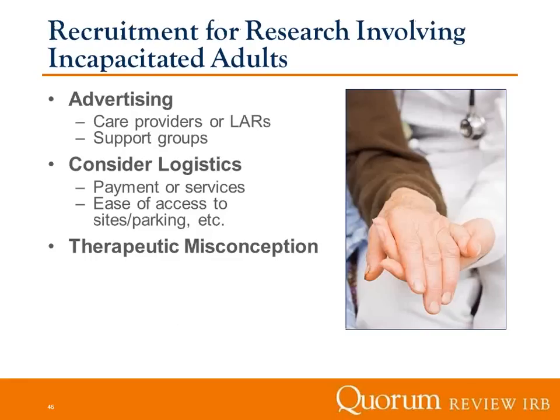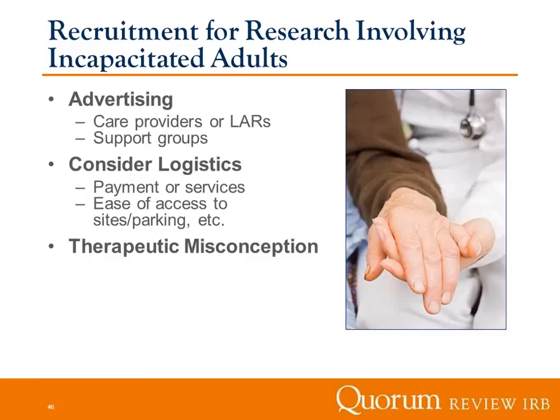When we're talking about recruitment, a lot of the same issues that come up with children are an issue when you're looking at research with incapacitated adults. When you're advertising, you might be ultimately reaching a care provider but not the legally authorized representative. So that's something to try to identify early on in the process when talking with a person. Because you may have a care provider that's very excited and interested, but the person who makes the decision ultimately under your state law won't allow it.